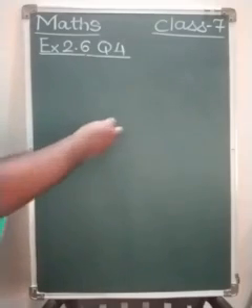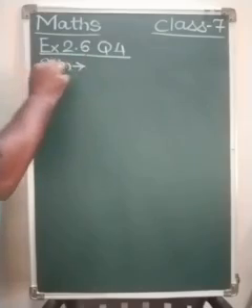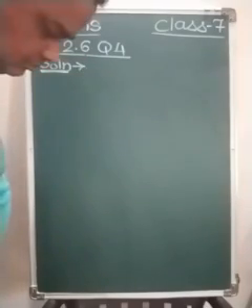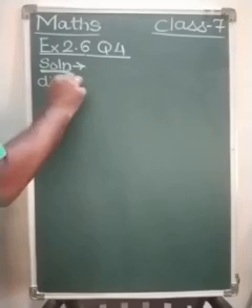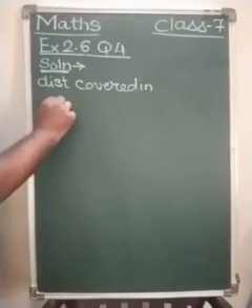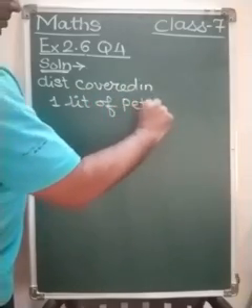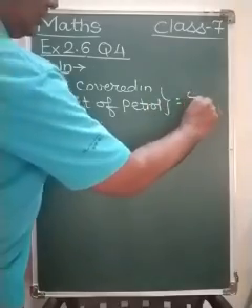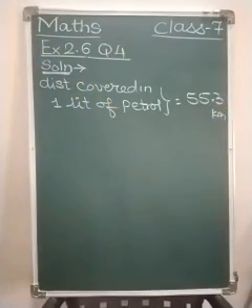So we will start writing down the information given. Solution. And the solution will be: distance covered, this is the information, in 1 liter of petrol equals to 55.3 kilometers. Therefore, we have to find out distance covered in 10 liters of petrol.